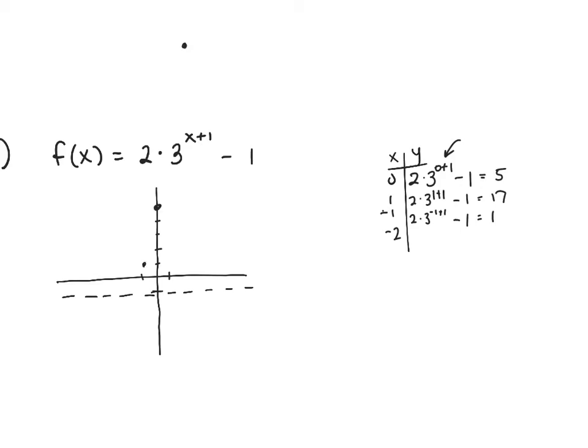And then when x equals negative 2, we have 2 times 3 to the negative 2 plus 1, minus 1.